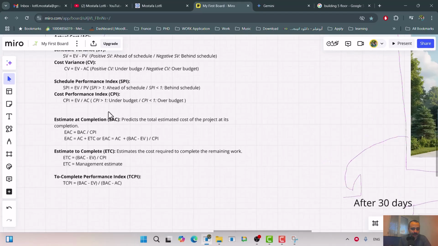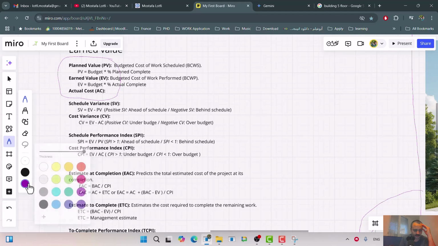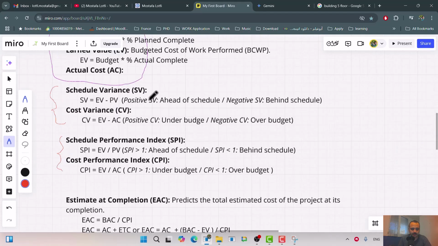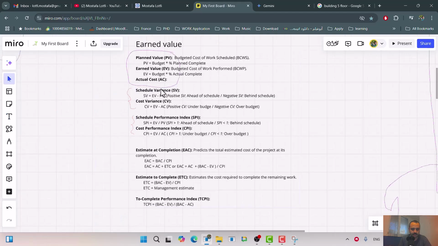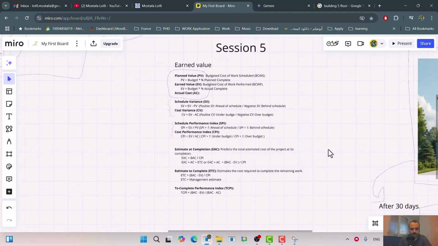Okay, now if I'm here now, there are 2 groups here. Let me select them. One is schedule variance and cost variance, and the other is SPI and CPI, schedule performance index and cost performance index. Let's review what are these. A schedule variance is, can I copy paste it there? Let me copy paste this one. Okay.